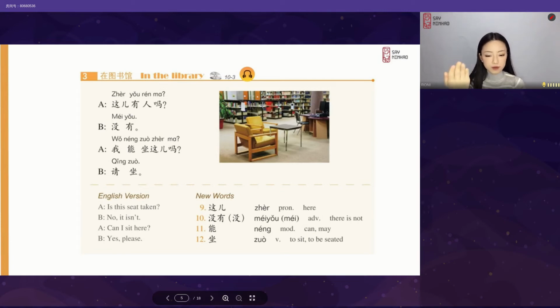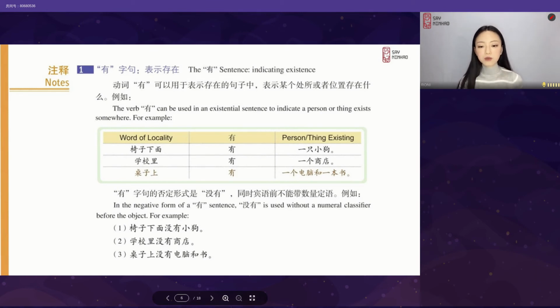没有。请坐。Okay, very good. Now let's move on to our language point. First one is the 有 sentence, which indicates existence. So this verb 有 can be used in some sentences to indicate that a person or something exists.